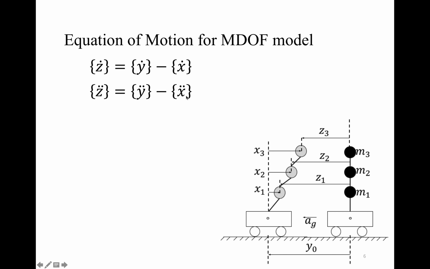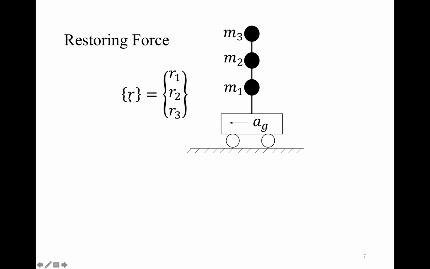Thus we can say that if we multiply M to each of them, they will become R. So what is R here? R is the restoring force acting on all the masses due to the structural deformation. So how do we calculate them? So this is R3, R2, R1.